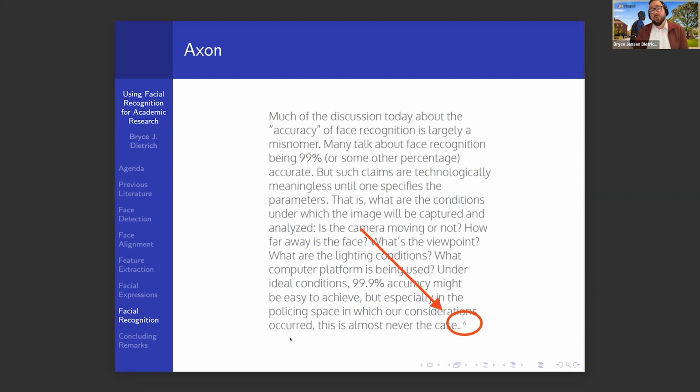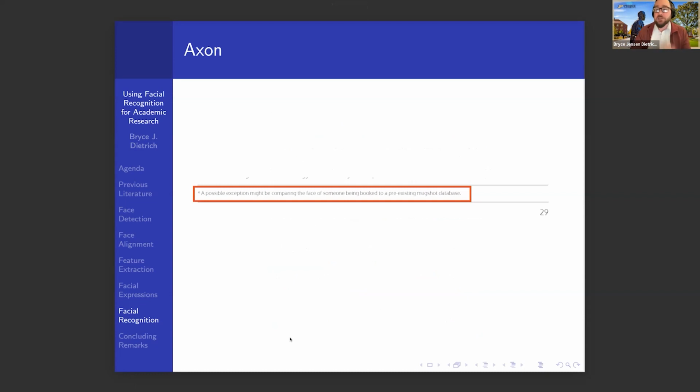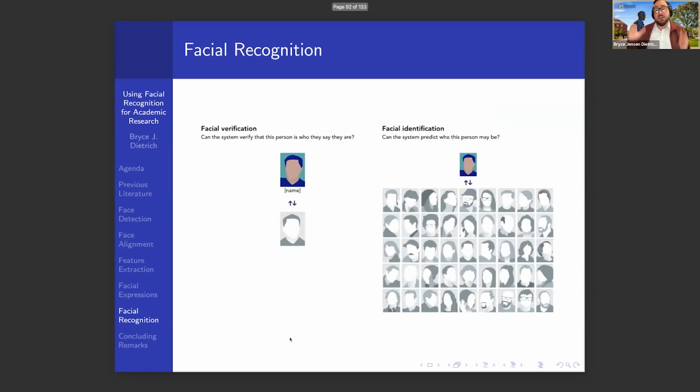And so if you read footnote number 6, essentially what it says is a possible exception to the failure of facial recognition technology in this setting might be comparing the face of someone being booked to a pre-existing mugshot database. So the reason why I highlight this is because this gets back to facial verification versus facial identification. Facial identification is the system that is inherently plagued with the problem of not having enough training data, et cetera, because in those systems, again, you're trying to say, is this photo one of a million photos?